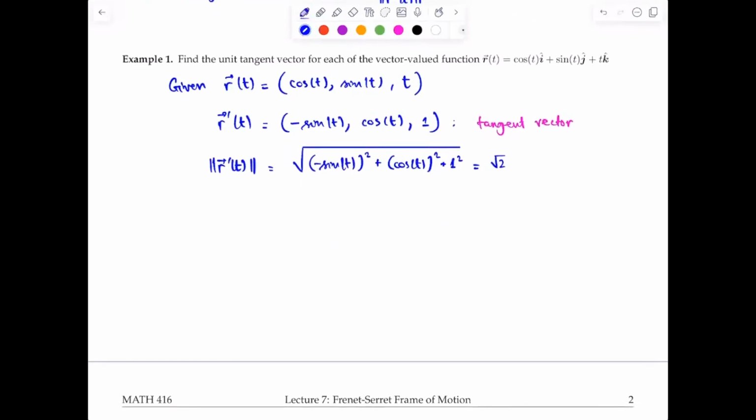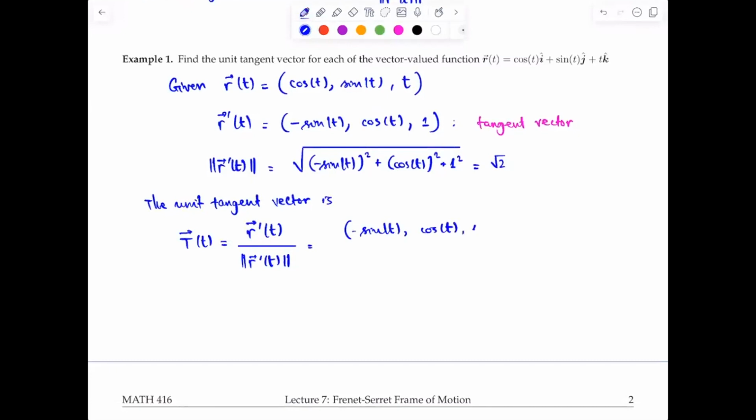All right, so now we have enough information. I'm going to calculate the unit tangent vector. So the unit tangent vector is capital T of t equal to r prime of t divided by the magnitude of r prime of t. We get negative sine of t, comma cosine of t, comma 1, altogether divided by square root of 2.